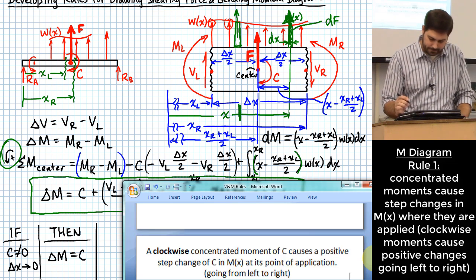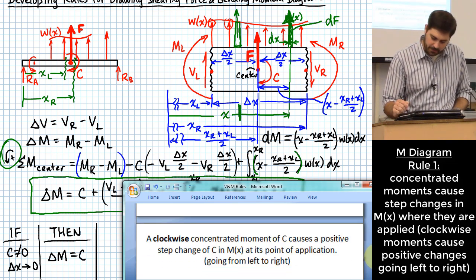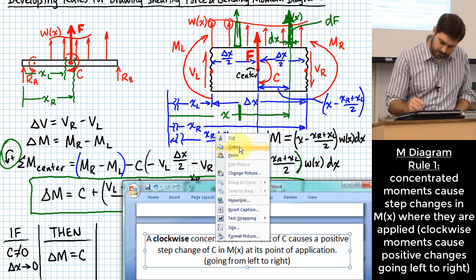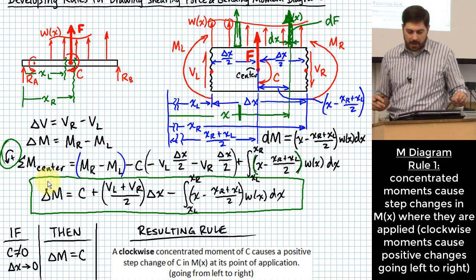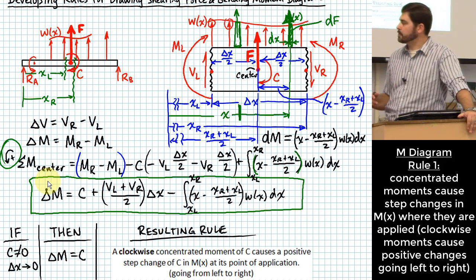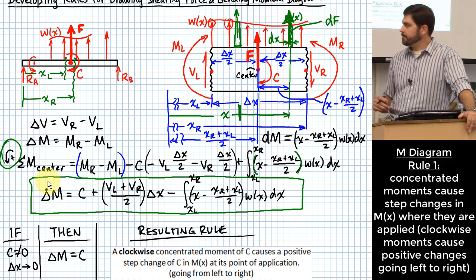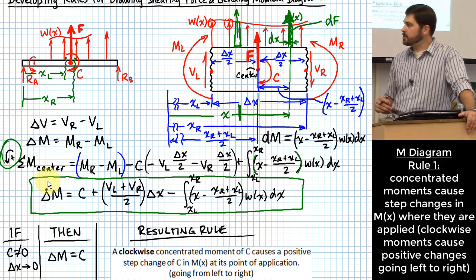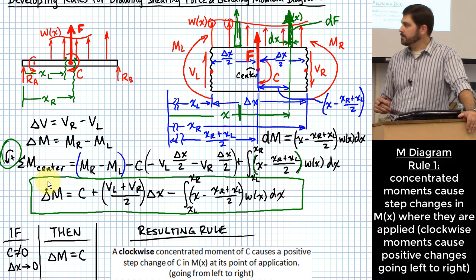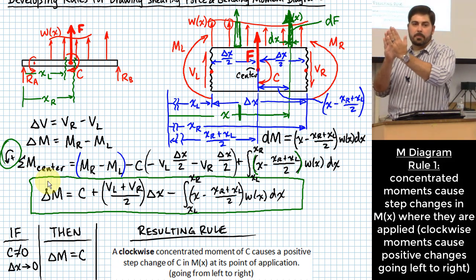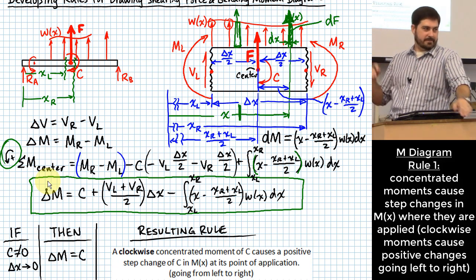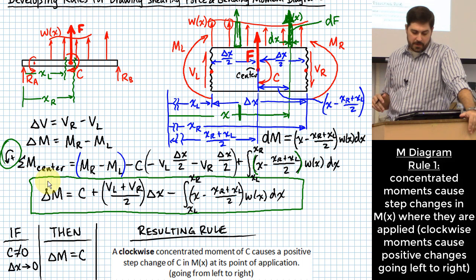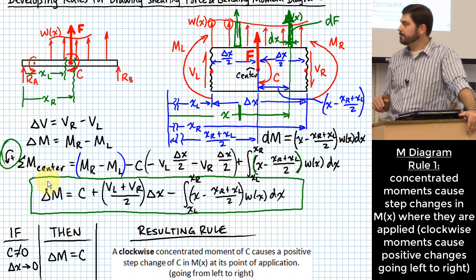And here's our next rule. And I wrote this one carefully as well. A clockwise concentrated moment, or couple, which is another word for it, of C causes a positive step change of C in m of x at its point of application. Keep in mind, this is for you thinking of moving from left to right. Your deltas are defined going from the left toward the right. And you're having a positive change with a clockwise concentrated moment.